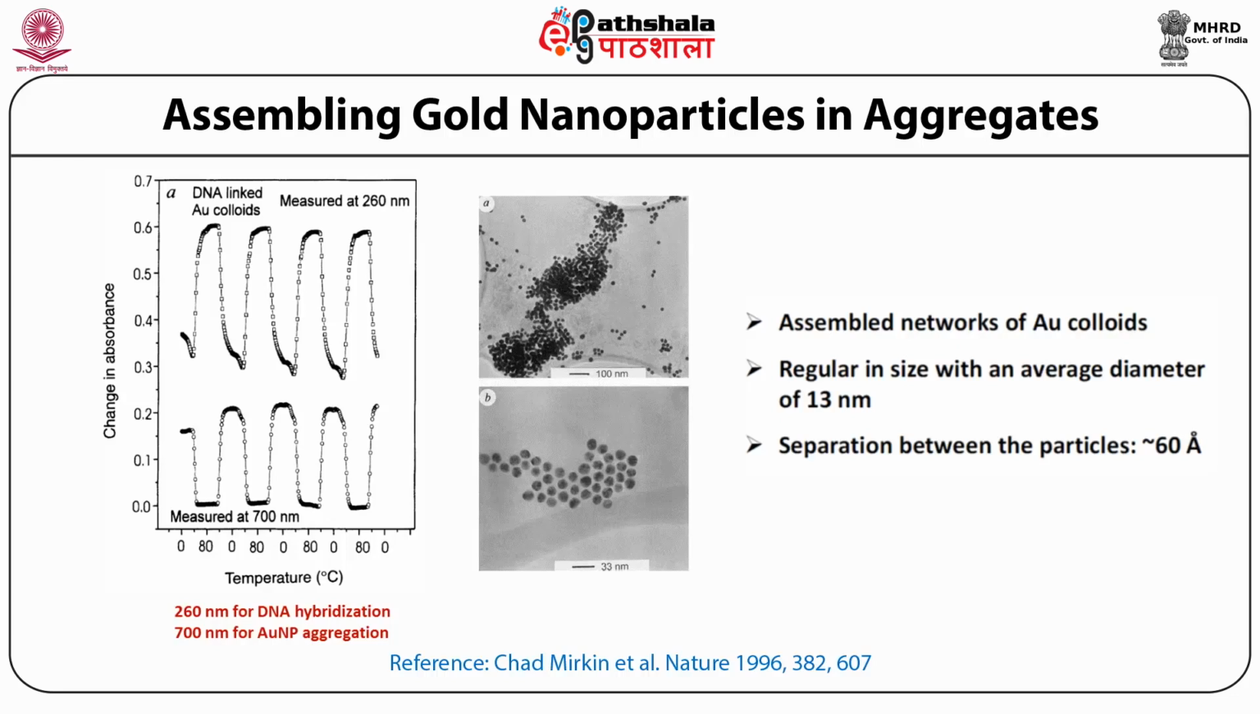But again, if you cool it down, the DNA gets hybridized, and you see that the 260 nanometer absorbance decreases. However, it again forms this pinkish blue color, and you see the AuNP aggregate. Now this TEM image shows a very nice assembled network of gold colloids which are separated. If you magnify the image, you can see that they are separated by a 6 nanometer distance.